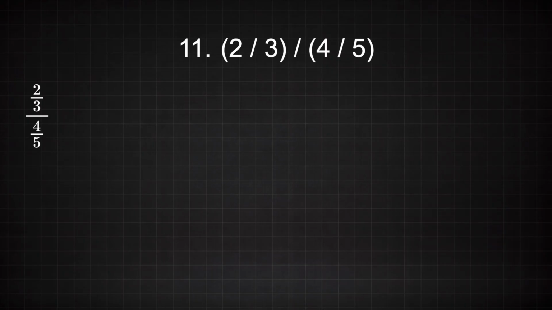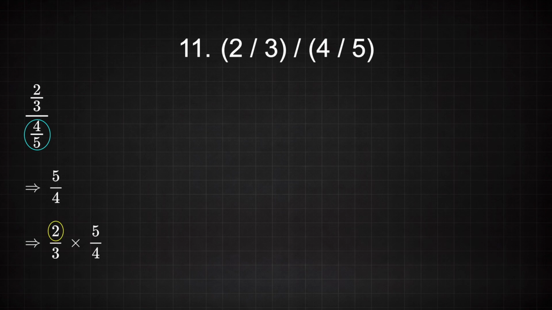Consider the problem 2 over 3 divided by 4 over 5. We should first identify the fraction in the denominator. That is 4 over 5. What's the reciprocal of 4 over 5? 5 over 4. Now we multiply the fraction in the numerator with the reciprocal using cross cancellation.